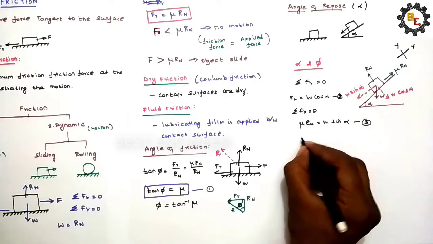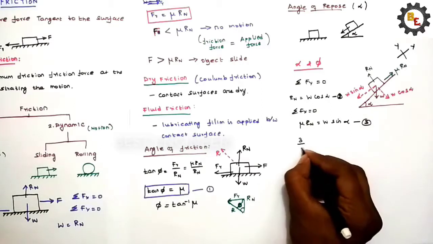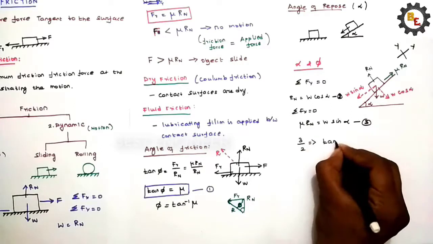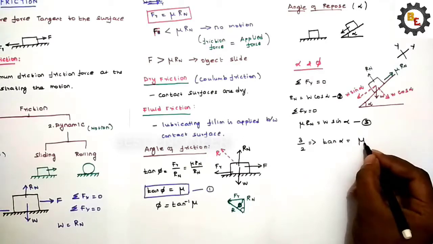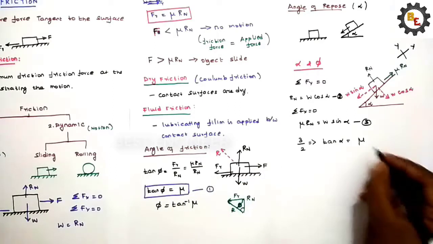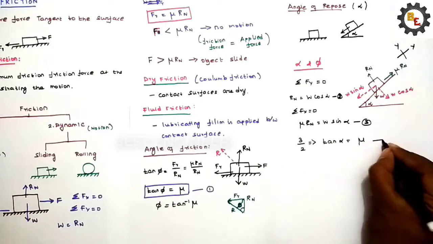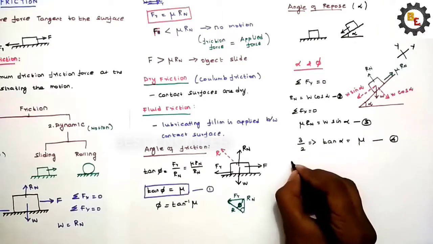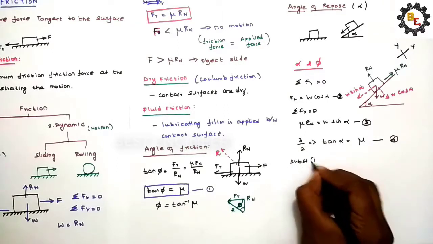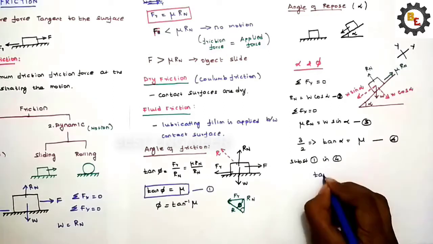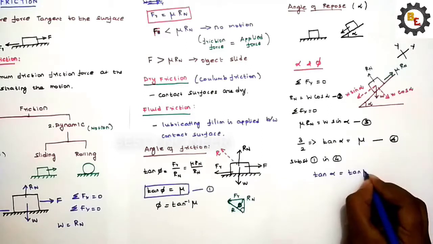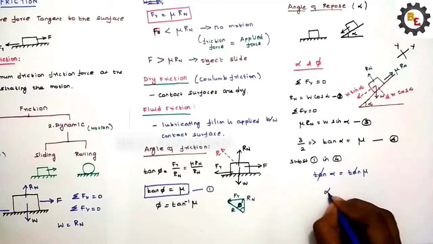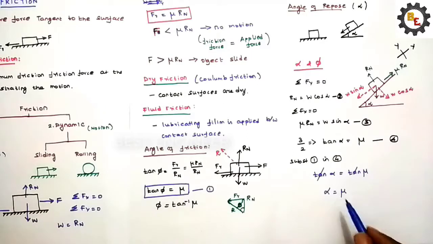Now 3 by 2, that is tan alpha equal mu. That mu is equal to tan phi. This one is equation 4. Substitute 1 in 4, we will get tan alpha equal tan phi. We can cancel this, so alpha equal phi, that is angle of repose is equal to the angle of friction.